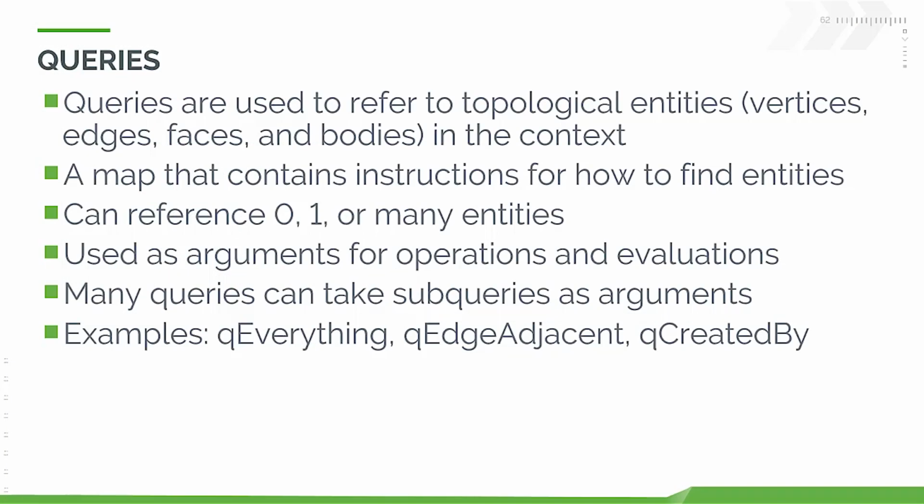Queries are used in FeatureScript to reference topological entities such as bodies, faces, edges, and vertices. A query can reference 0, 1, or many entities. Information from queries can be used in FeatureScript as arguments for operation and evaluation functions. Many queries can take in another subquery as one of its arguments. Queries are functions that have the prefix q, such as QEverything, QEdgeAdjacent, and QCreatedBy.